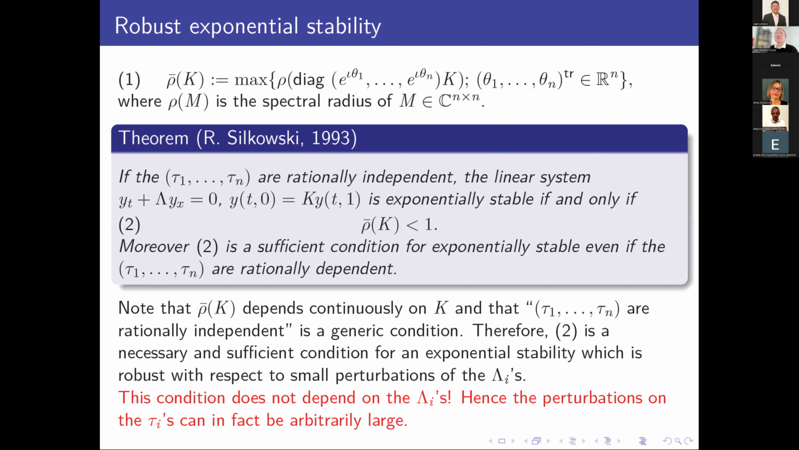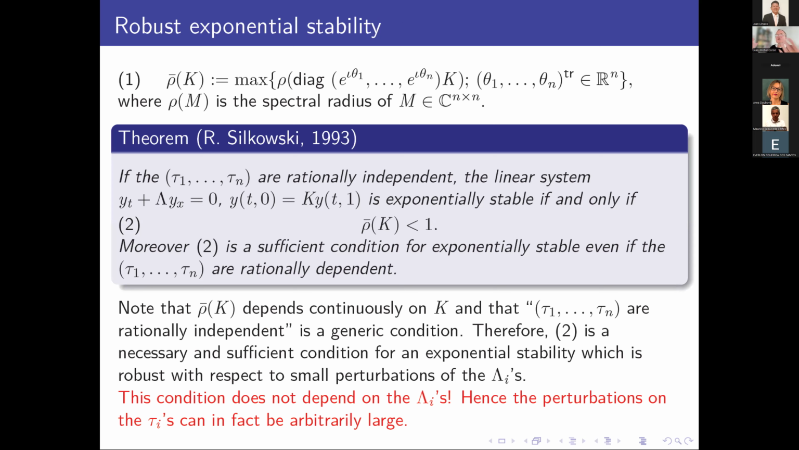And this is given by Silkovsky in 1993. He defined this number rho bar of k, which is the maximum of rho. You take the diagonal matrix with e^{i theta_1}, ..., e^{i theta_n} times k, where theta_1 to theta_n are real numbers, and rho of a matrix is the spectral radius of this matrix.